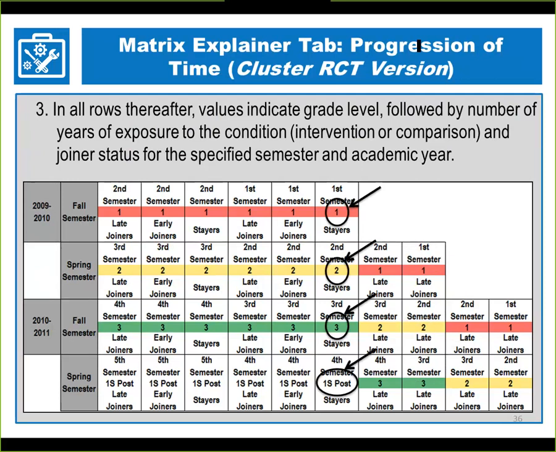The difference between the cluster RCT and the general version is that the cells in the cluster RCT version of the tool also distinguish students as stayers, early joiners, or late joiners, based on when they joined the cluster relative to the timing of random assignment.